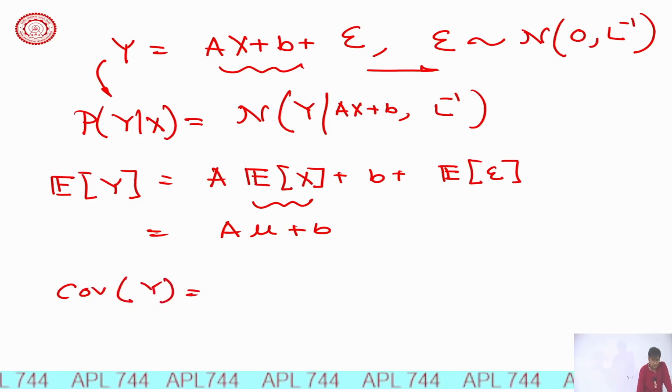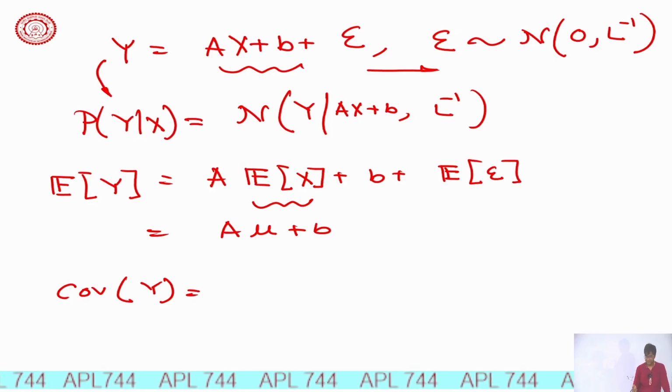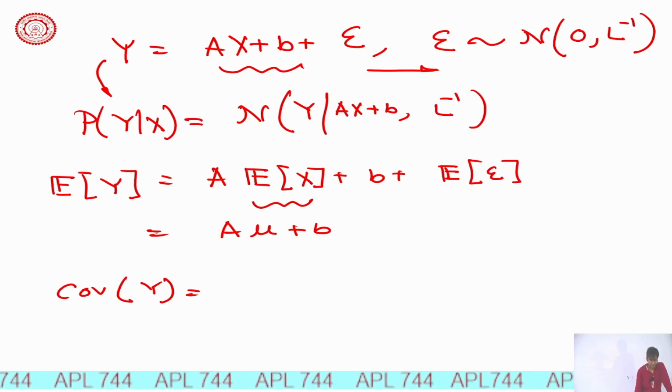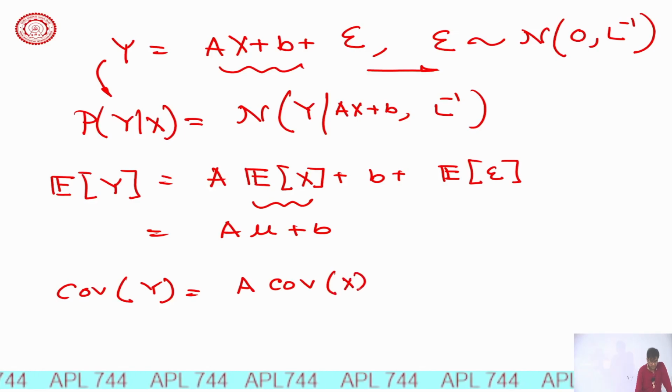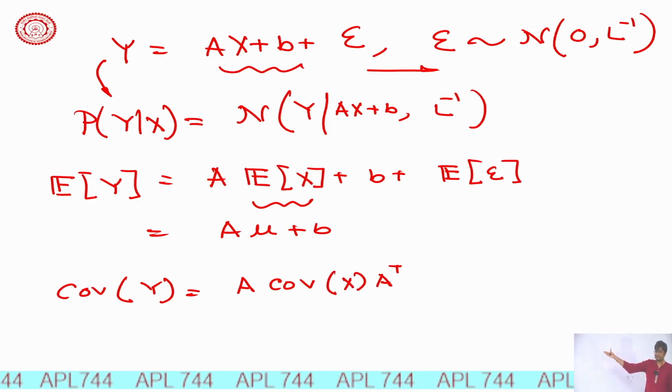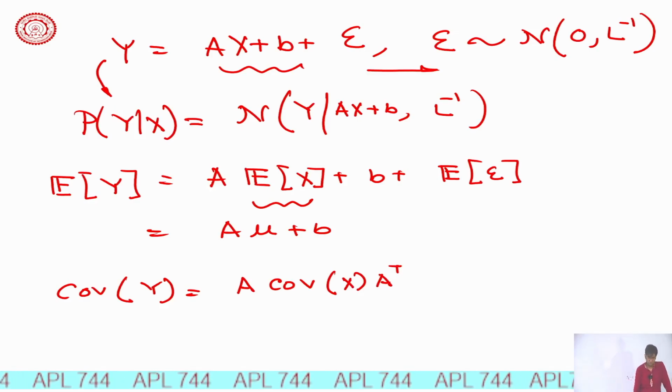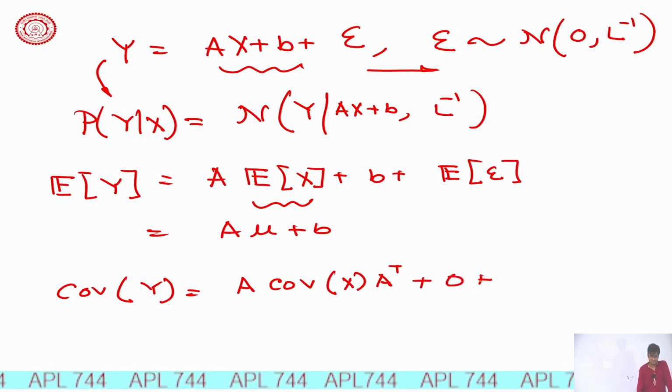Covariance of y will be equal to covariance of x, A transpose. What is covariance of a constant? 0. So that will become 0. And what is covariance of epsilon? L inverse.